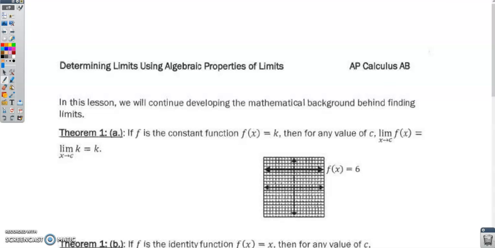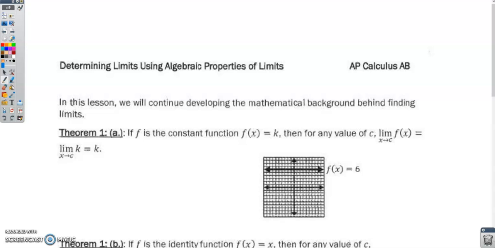So we've got one theorem here split into three parts that are going to introduce all the properties of limits that we'll use really in this course. So part A of our theorem: if we have a function that is a constant function, f of x equals k, then for any value of c, the limit as x approaches c of f of x is equal to the limit as x approaches c of k, which is equal to k.